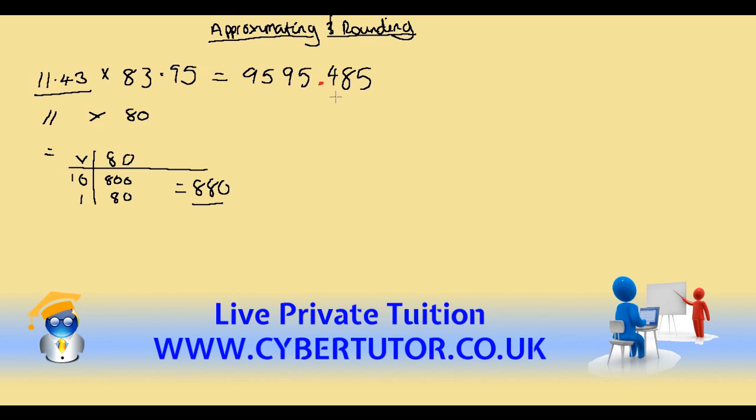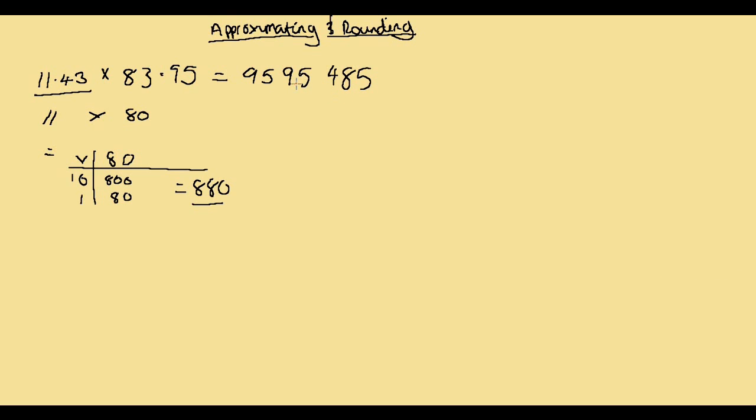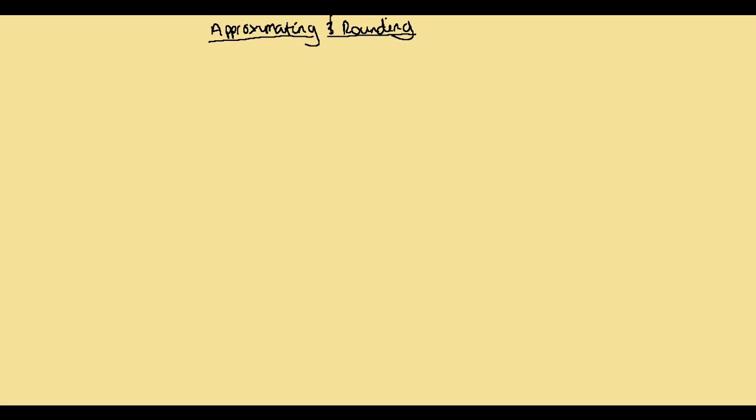9,595.485. Well, that's way too high. So the number that is closest and quite obviously the correct answer is 959.5485. So there we go. That's a real life use of approximating, albeit quite unlikely that your calculator will break, but you never know. So how about we look at the next part of this tutorial, which is rounding.